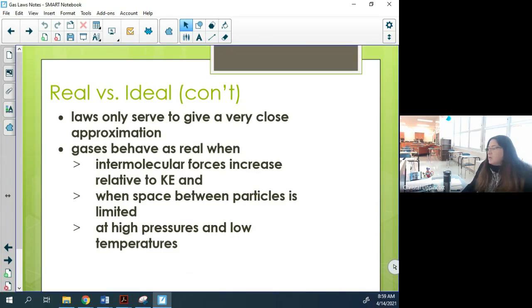Okay. All right. So if you think about it, high pressure is going to cause the particles to get closer together. If they get closer together, then there's a better chance of those intermolecular forces working. At low temperature, your particles are moving slower, so they have a much better chance of linking up and hooking up.